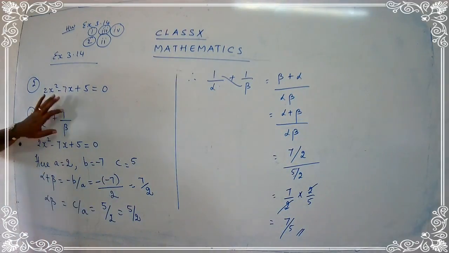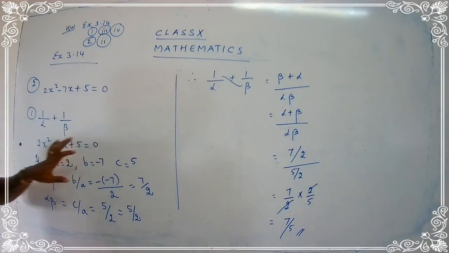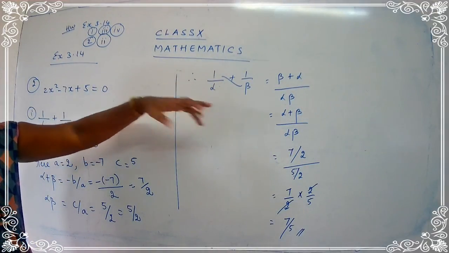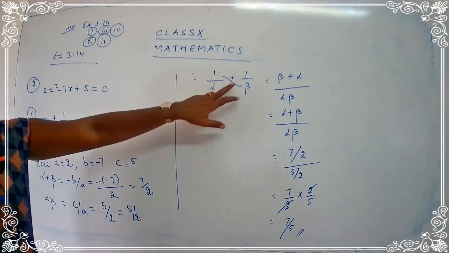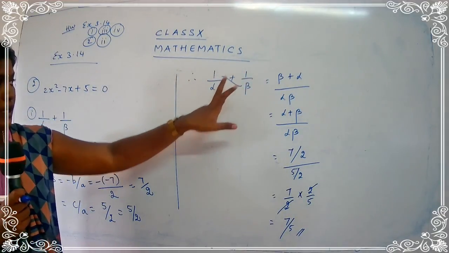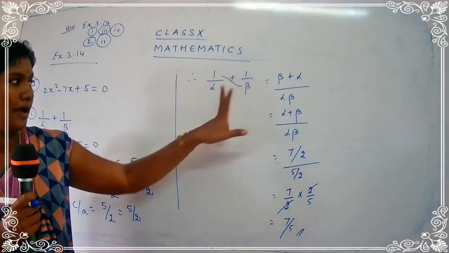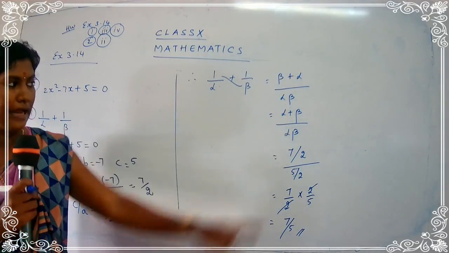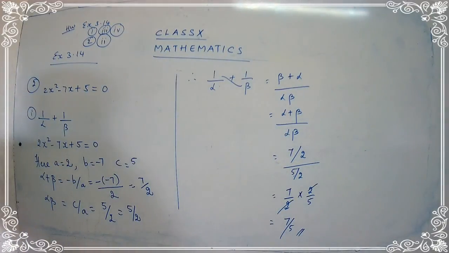And later on you have to take the question again. That is 1 upon alpha plus 1 upon beta. Try to simplify like we have done in our first sum. So this is 1 into beta, beta, 1 into alpha, alpha, upon alpha beta. So I have just written it in a proper order. I have written it as alpha plus beta upon alpha beta.